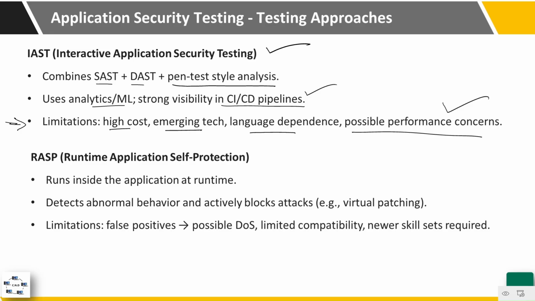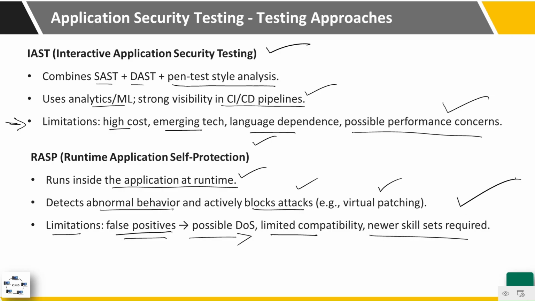Then we have RASP, which is runtime application self-protection. This type of test runs inside the application at runtime. It detects abnormal behavior and actively blocks attacks, for example, through virtual patching. A limitation of RASP is that it may result in false positives leading to possible denial of service, and it has limited compatibility, and newer skill sets are required to run RASP.